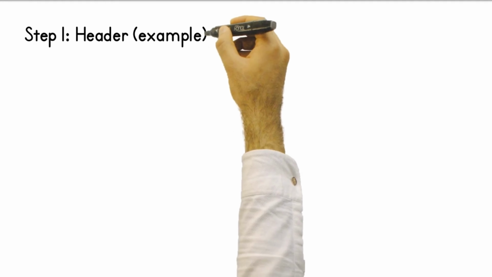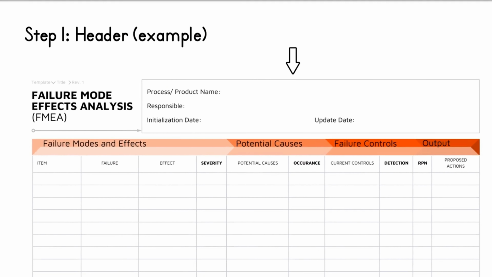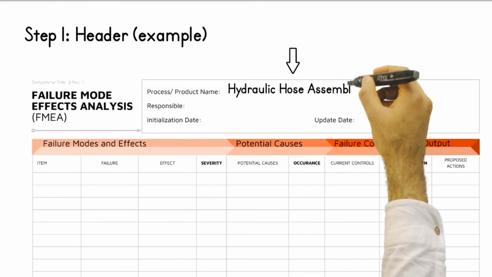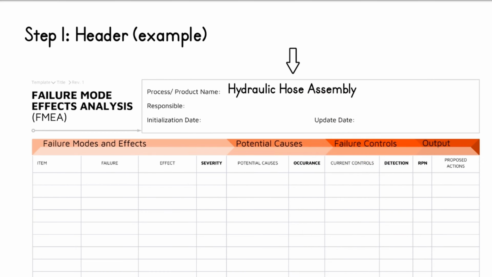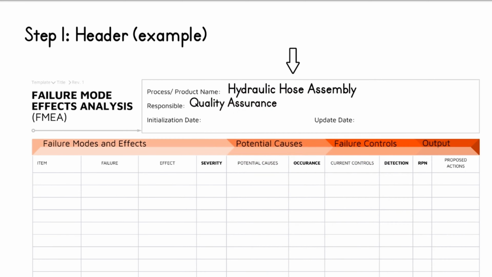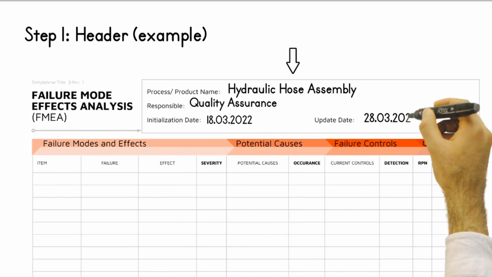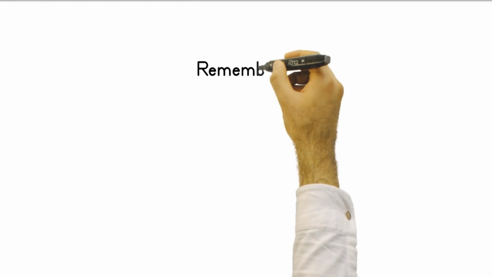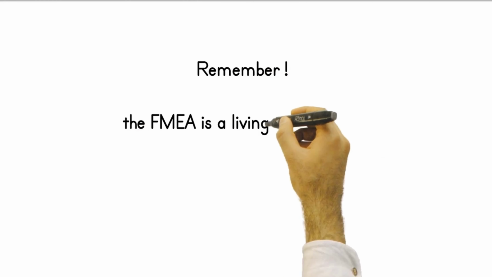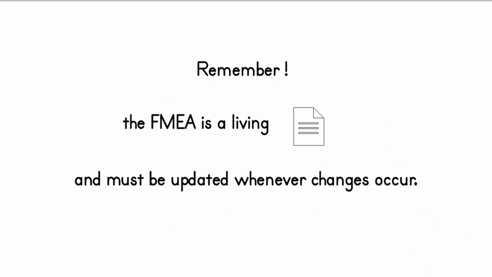Step 1. FMEA Header. At the beginning, define what the FMEA is dedicated to. This can be a product or a process. Identify the FMEA owner or responsible department, for example the quality department. Determine the initialization date and the date of the last update. Remember, the FMEA is a living document and must be updated whenever changes occur.